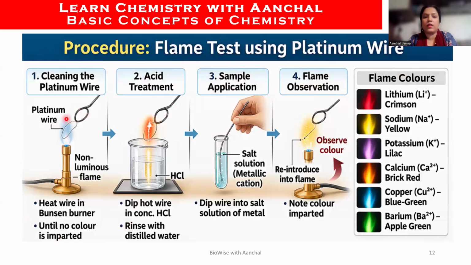You can see, clean it first in the non-luminous flame till there is no color of the flame imparted. Then an acid treatment is done where the hot wire is dipped in the concentrated HCl. Then rinsed with distilled water. Then it is put in the metallic solution, or you can use the salt directly, and then you put it on the flame to observe the color. When you see these colors, lithium is crimson red, sodium is golden yellow, potassium is lilac, calcium is brick red, copper is blue green, and barium is apple green.